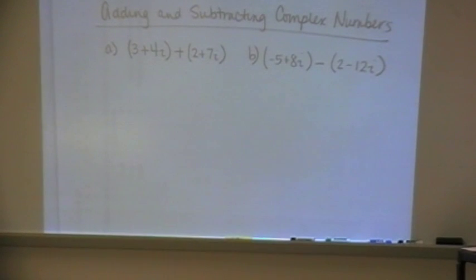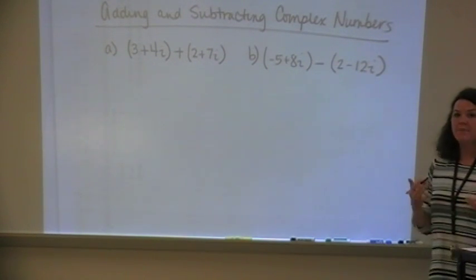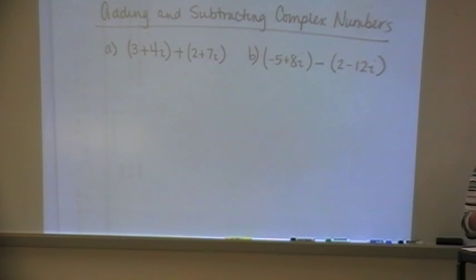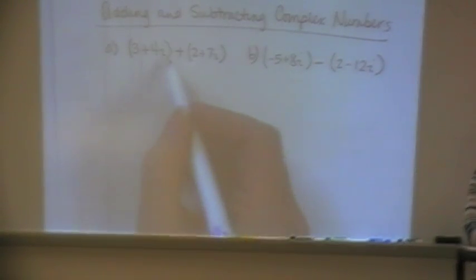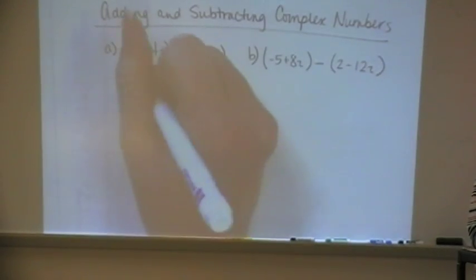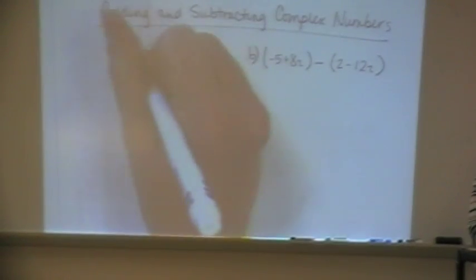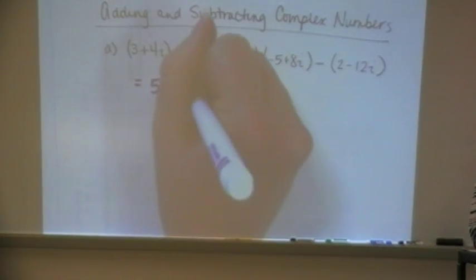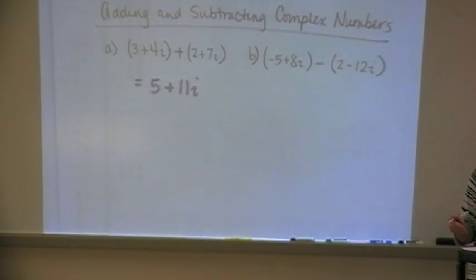Simple enough, I'm sure you remember. You can only add real pieces to real pieces and imaginary pieces to imaginary pieces. So in this first one, because it's positive, I don't even have to mess with distributing or anything. I can just add and I get my real pieces, 3 and 2 is 5, and my imaginary pieces are 11 and 9. That is it.